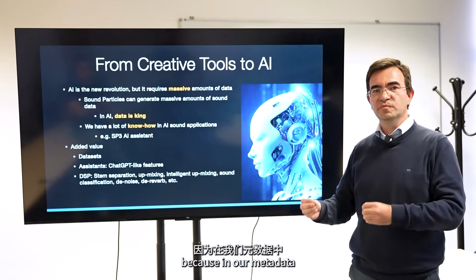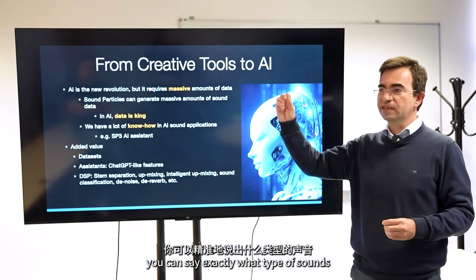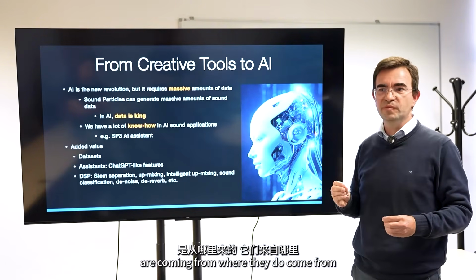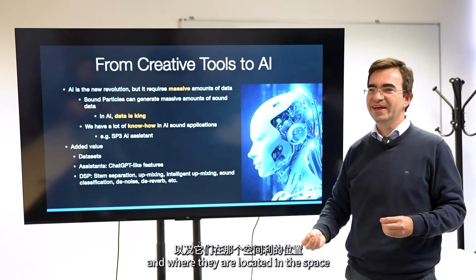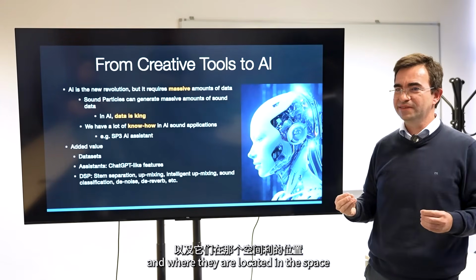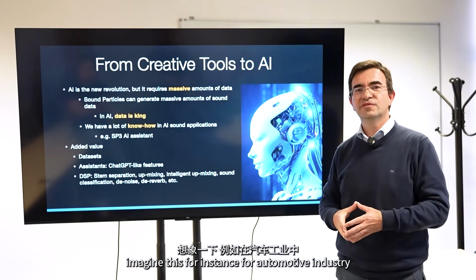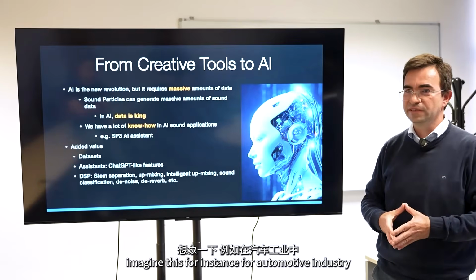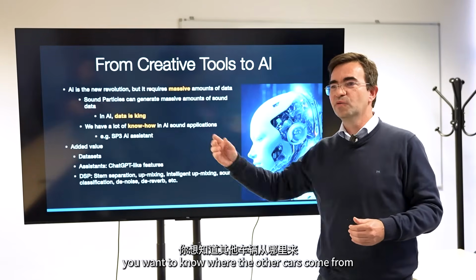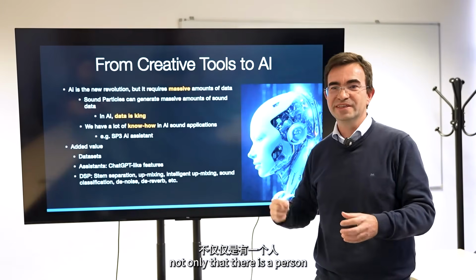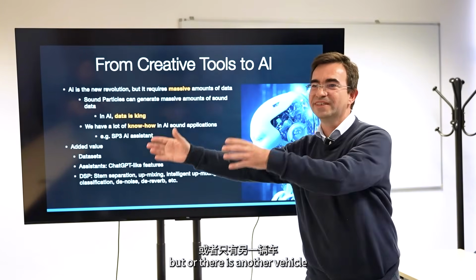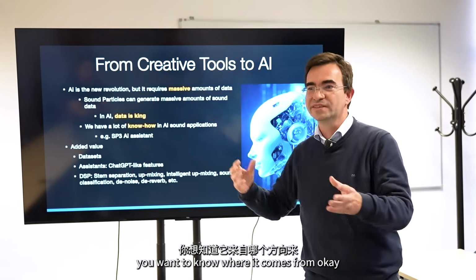Because in our metadata, you can say exactly what type of sounds there are, where they come from, what distance they are coming from, and where they are located in the space. Imagine this, for instance, for the automotive industry. You want to know where the other cars come from, where the persons come from. Not only that there is a person, or there is another vehicle. You want to know where it comes from.